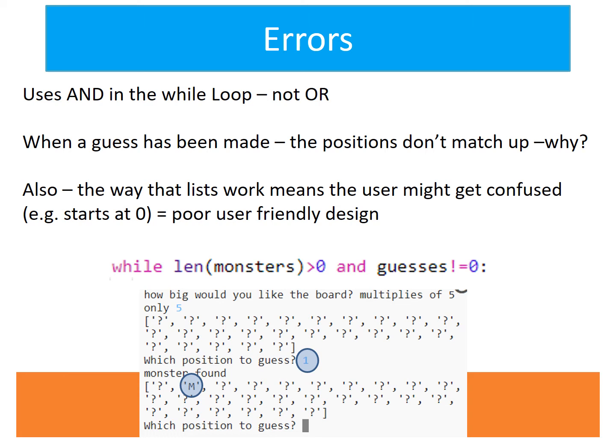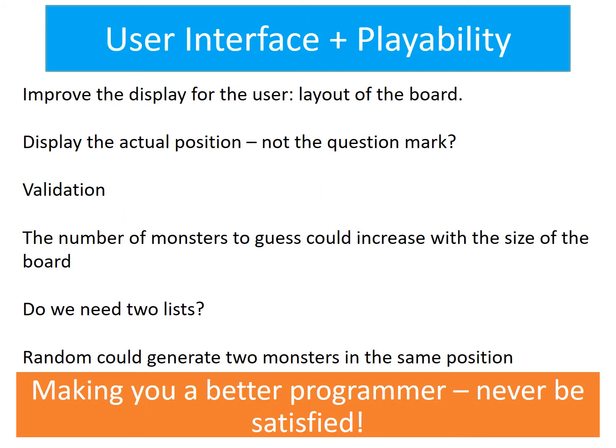Also, think about the list and the way this has been programmed. It starts at 0. Again, this is not user-friendly. How could we improve this? I want you to try and tidy up the game a little bit as well, so thinking about the user-friendliness of it. Could you display the board to make it neater? Could you display the actual positions, so not just a question mark? Could you add validation to stop the user from inputting incorrect data?